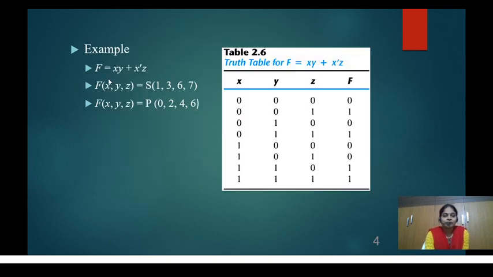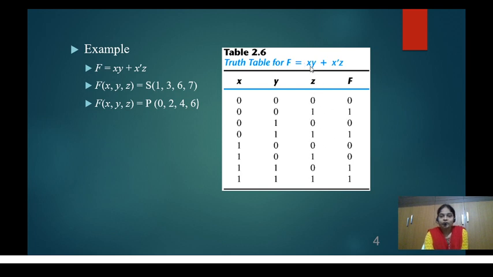Example: function f is equal to xy plus x complement z. Here we take the sum of terms as 1, 3, 6, 7 and the product of terms as 0, 2, 4, 5. The function has how many variables? 3 variables, right? So 3 variables means 8 combinations. So xy plus x complement z can be represented by using the truth table. How can it be?